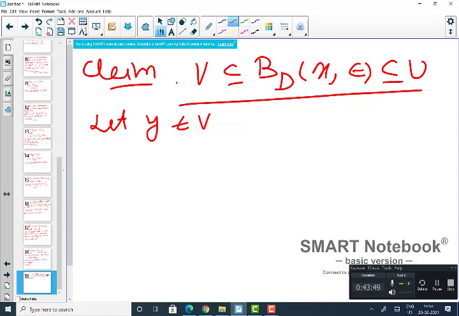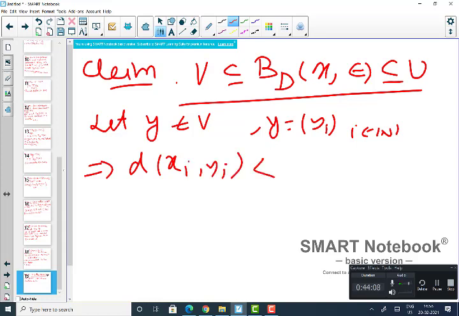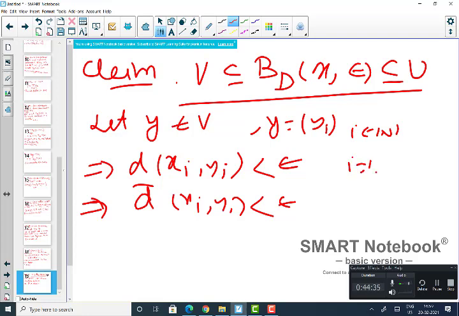So if y belongs to V, then y is of the form y_i, and y belonging to V means each y_i is an element of that, right? So d(x_i, y_i) is less than epsilon. Okay, and that means d-bar of x_i, y_i are all less than epsilon for i equal to 1 to N, because after N I don't know anything. So this is for i equal to 1 to N. Okay, so what does that mean?